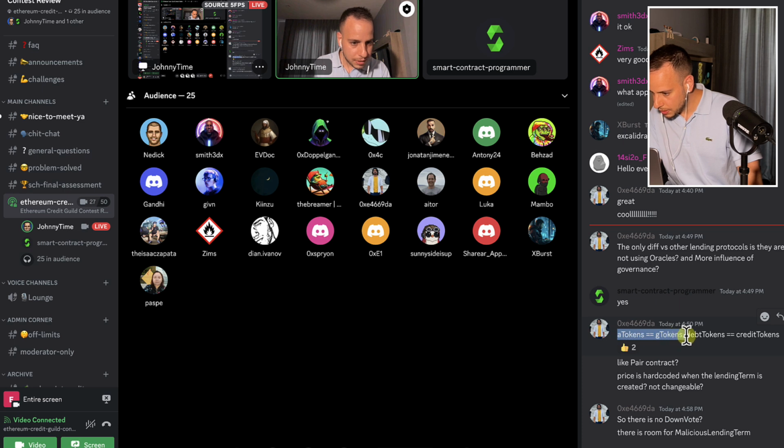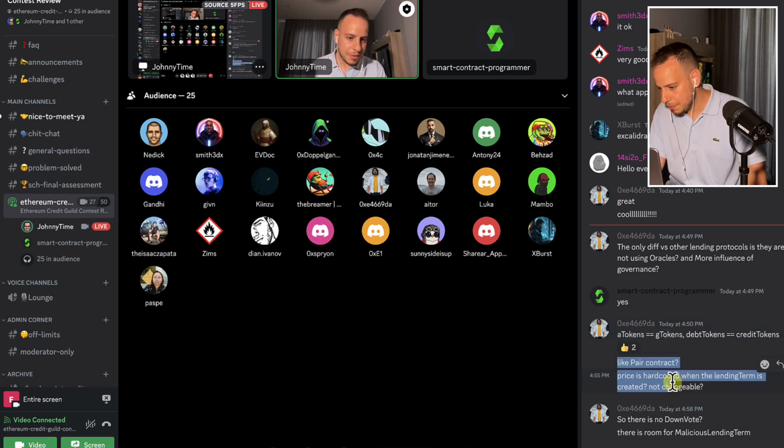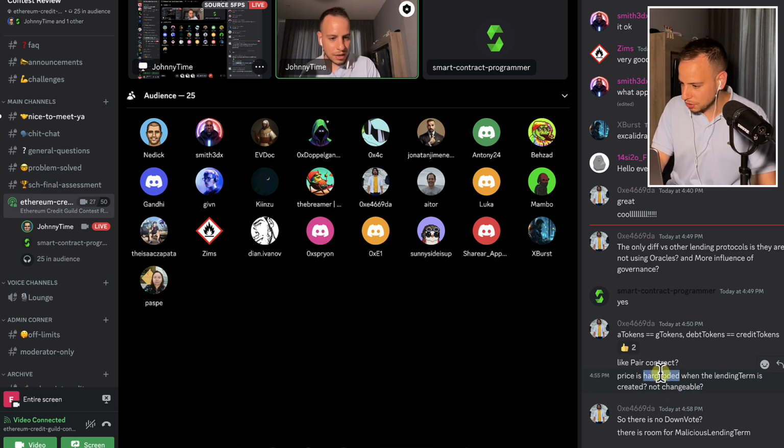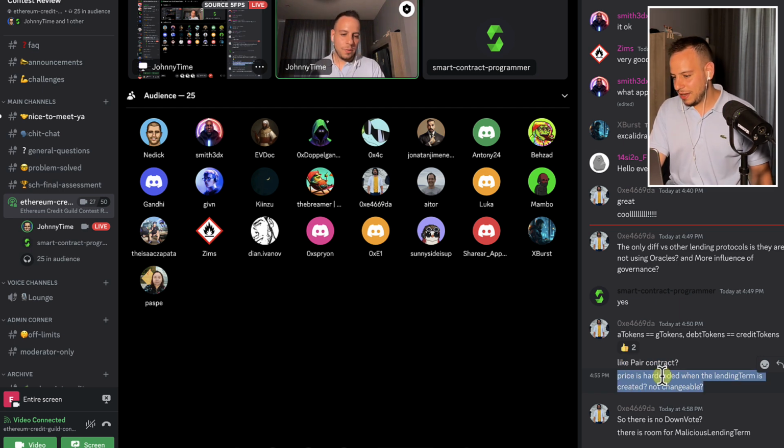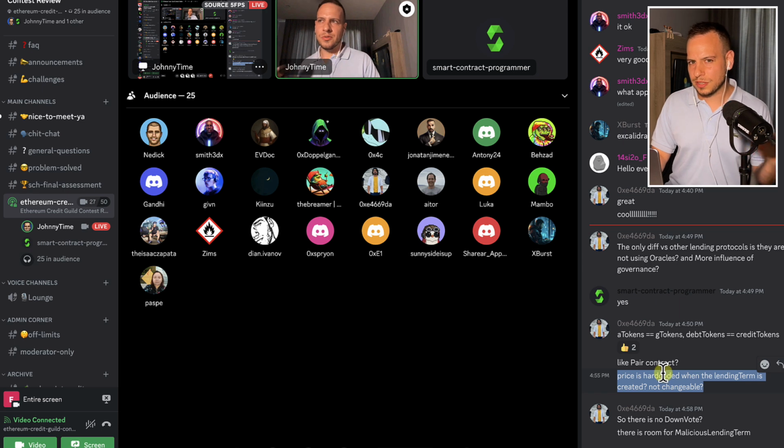And we have some questions here. So A tokens equals G tokens, debt tokens equals debit tokens. Yeah, something like that. Not always, it's not hard coded. We have another parameter called Credit Guild that can break this peg, but we'll talk about it later because there are some interesting findings over there.